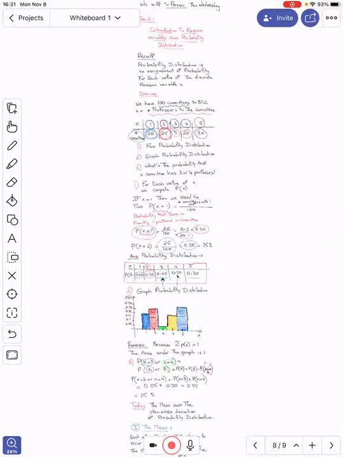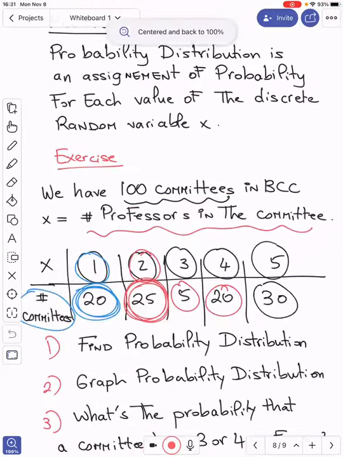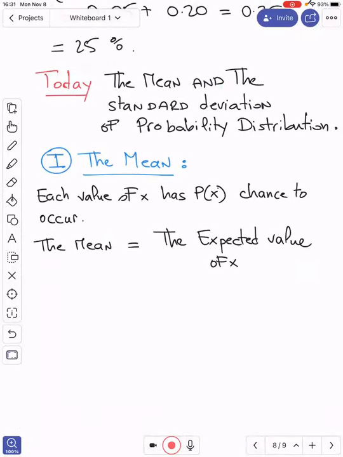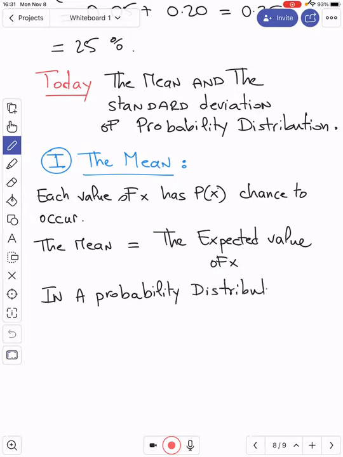So in a probability distribution, the mean corresponds just to the weighted average. The mean is the weighted average.